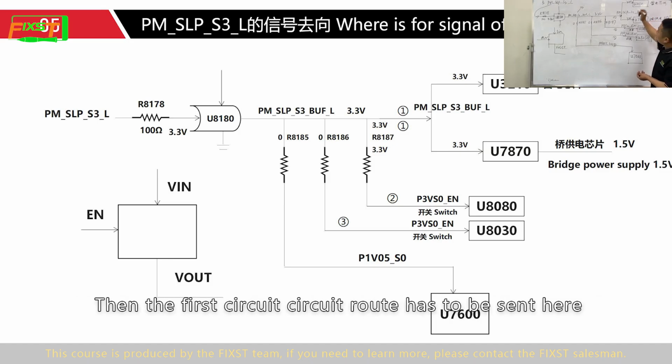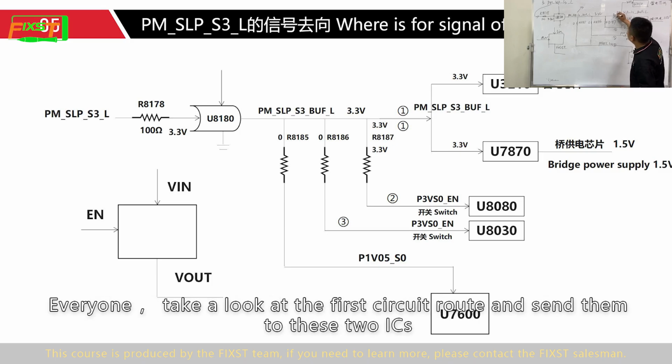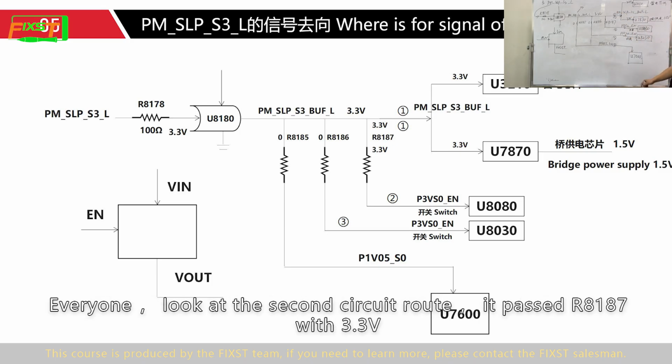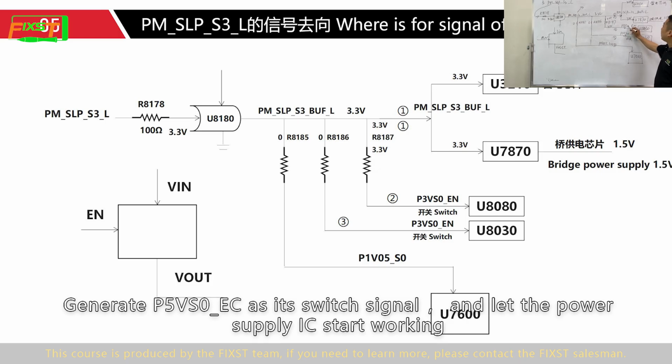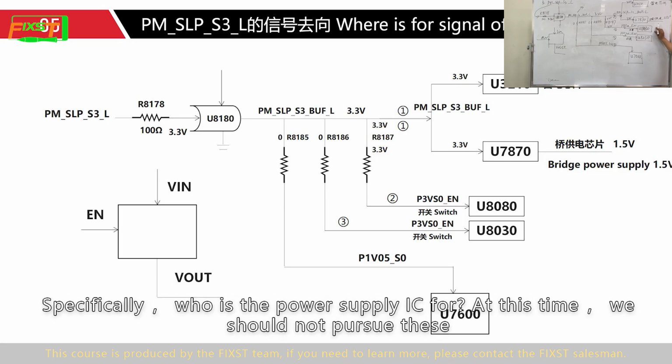Then the first circuit row is sent here. Everyone, take a look at this first circuit row, which is sent to these 2 ICs. Everyone, look at the second circuit row. It passes RA1A7 with 3.3V and generates P5V as its switch signal to let the power supply IC start working. Specifically, who is the power supply IC for? At this time, we should not pursue this.